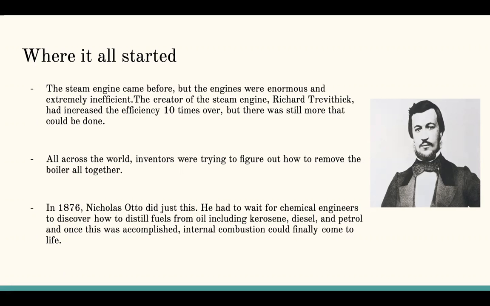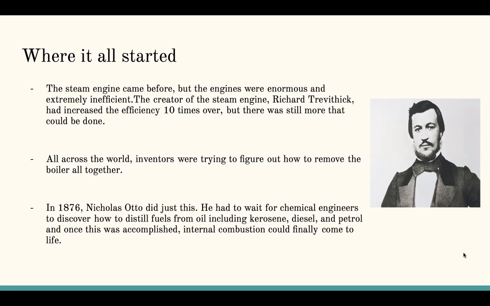But he had taken a previous version of the steam engine and really modified it to be 10 times better and 10 times more efficient than it was before. But there was still way more that could be done, and there were a lot of improvements that could still be made. So all across the world, inventors were trying to figure out how to remove the boiler from the steam engine, because that would cause a lot more efficiency and it would be able to condense the engine.